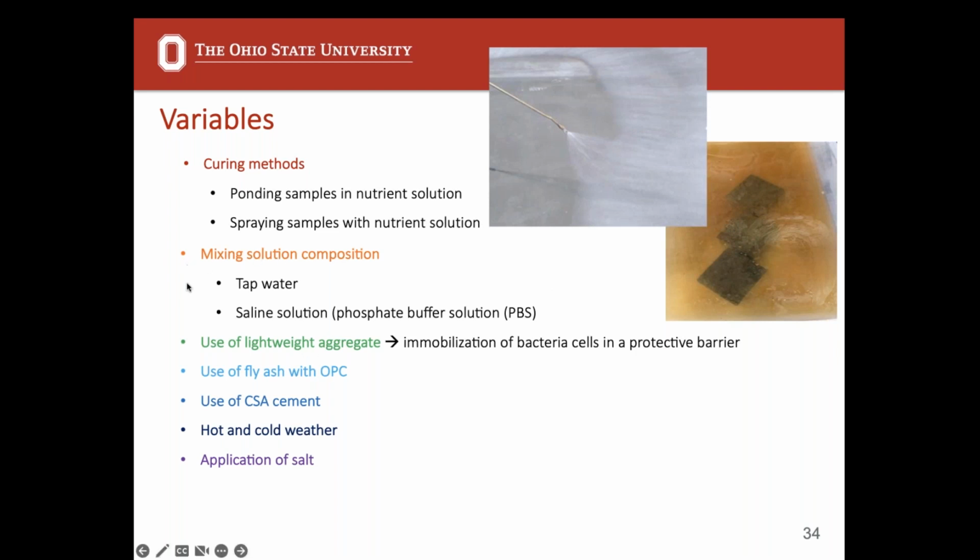We also looked at mixing water solution. We used a phosphate buffer solution with the bacteria, which is kind of protective and gentle to the bacteria at early ages. We compared that with tap water to see if we need to use that PBS or if we can just go ahead with typical water systems. We also looked at whether we need to use lightweight aggregate or not, how fly ash affects it, and if use of an alternative CSA cement can improve the performance or not. We also investigated the effect of the environment and application of salt.